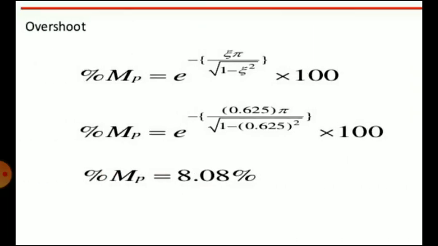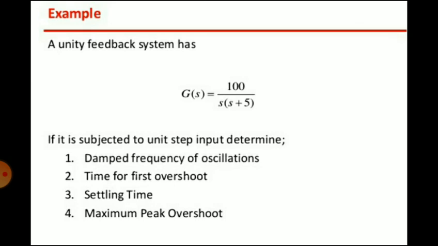Now overshoot, that is percentage Mp, the formula is given. After putting the values you will get percentage Mp. Mp means it is the peak overshoot. It is 8.08%.